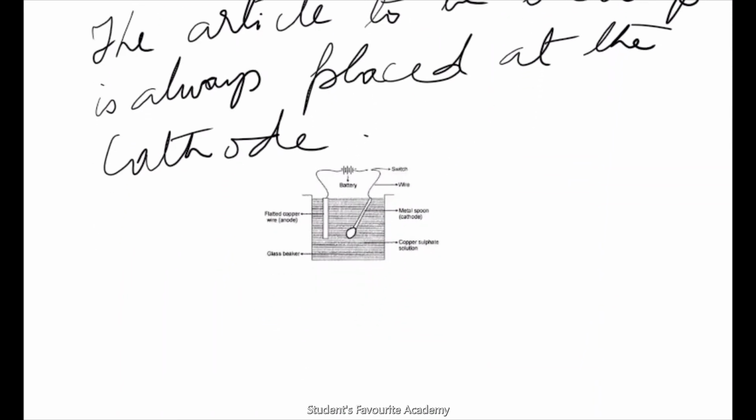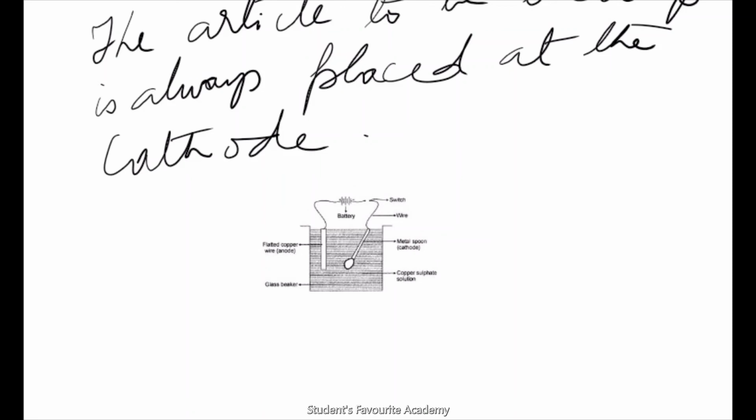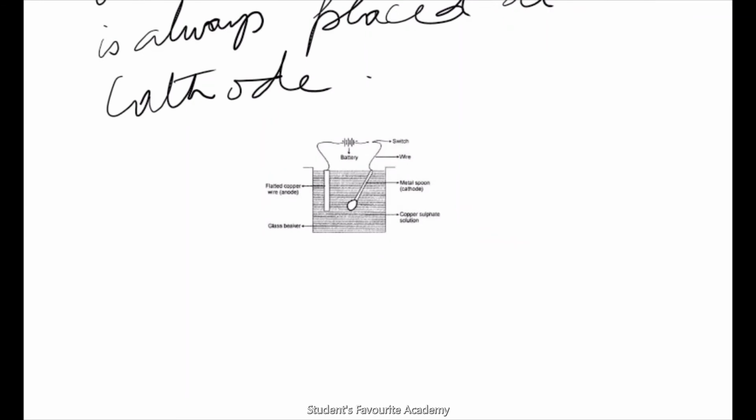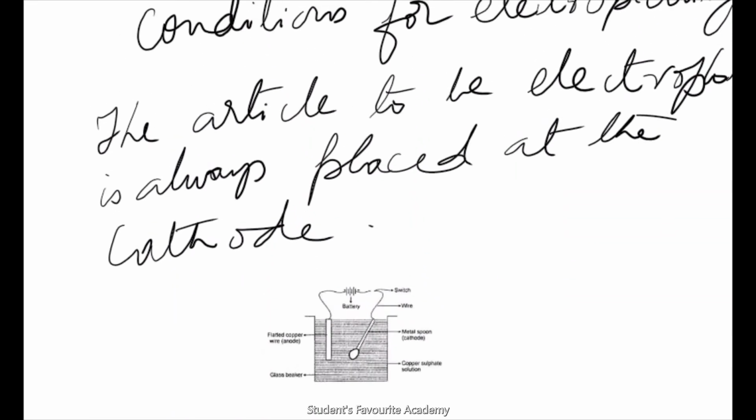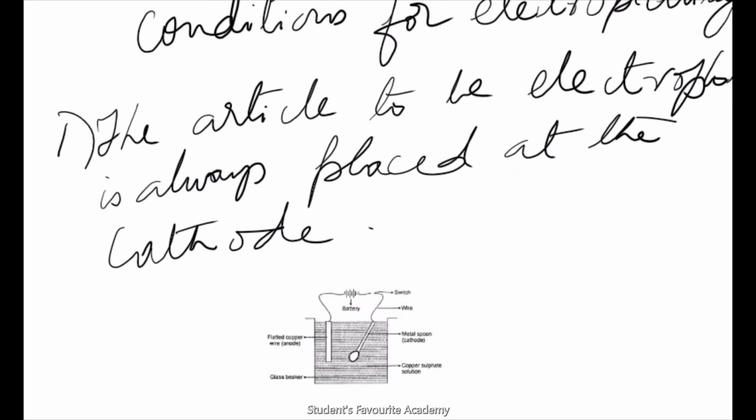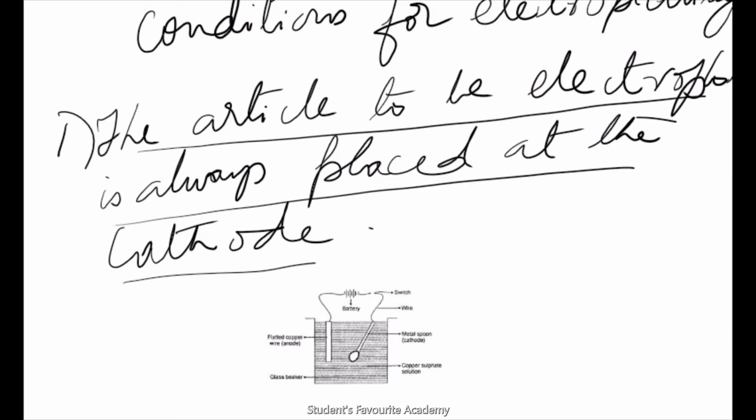For example, here a metal spoon is being electroplated with, say, copper. So in that case, the spoon is the cathode. Why? The spoon is connected to the negative terminal of the battery. That is why it becomes the cathode. The metal to be plated on the article is always made the anode. So this is the first condition: the article to be electroplated is always placed at the cathode.